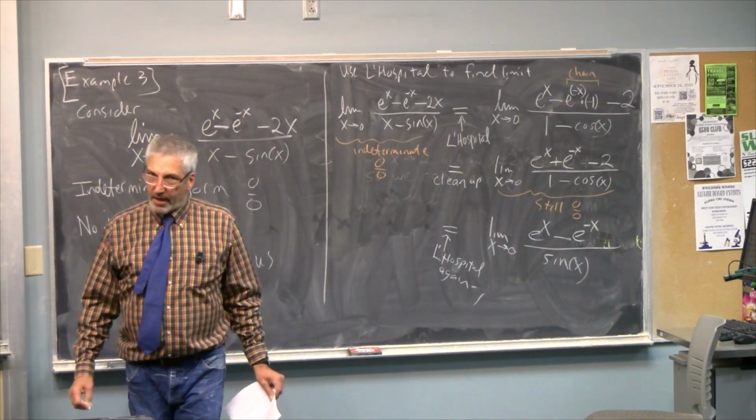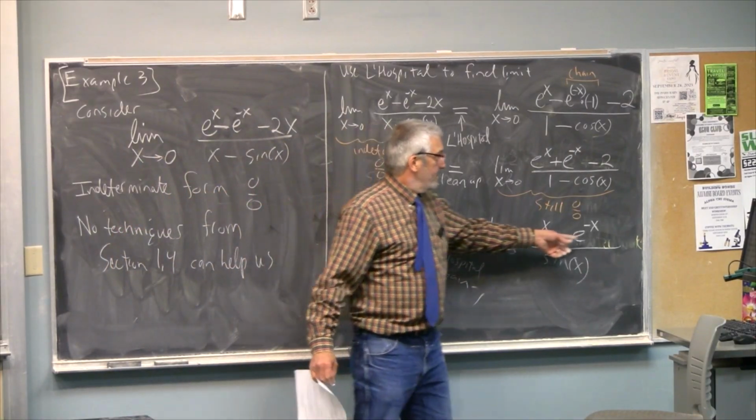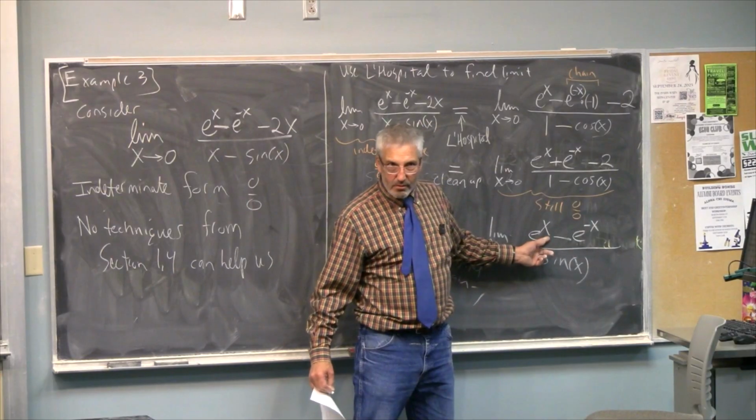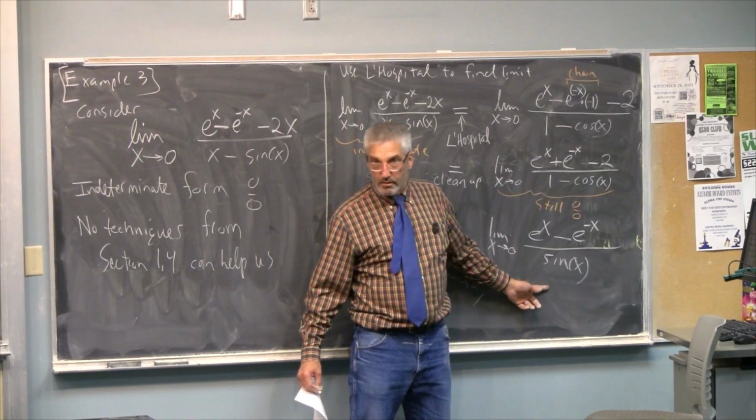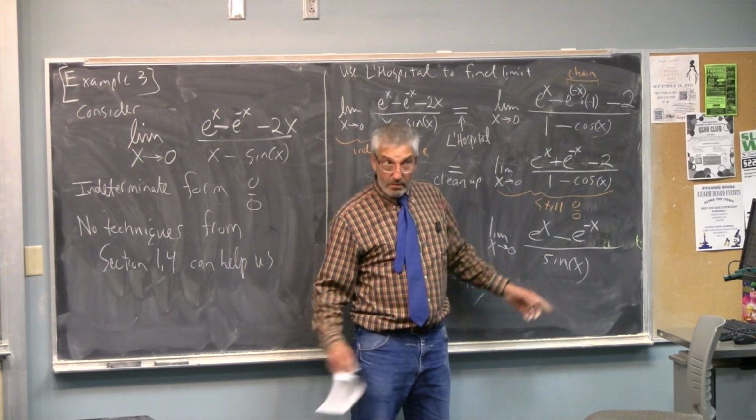Now let's see what happens when I try plugging in 0 into this. I get e to the 0 is 1, e to the minus 0 is 1. Dang it, I get a 0 on top. And sine of 0 on the bottom, that's a 0 as well. Double dang it. So it's still indeterminate.